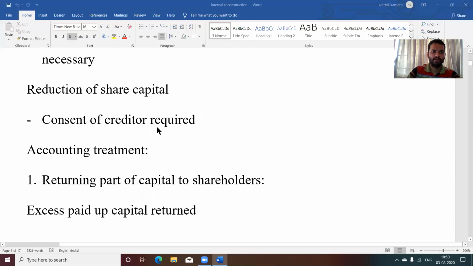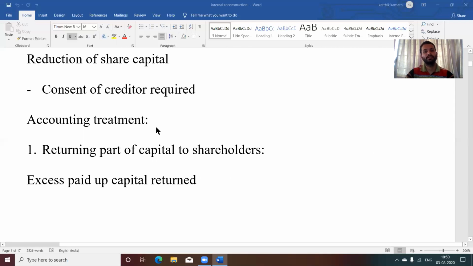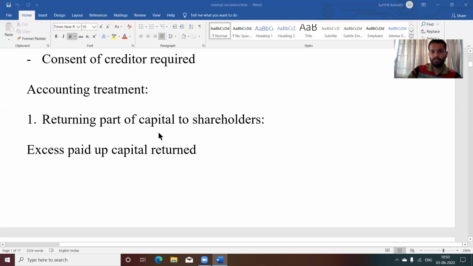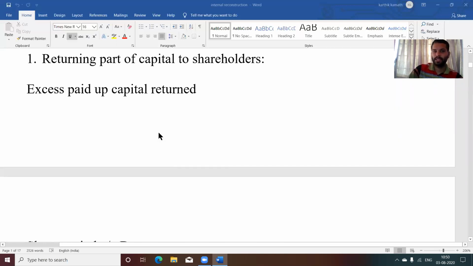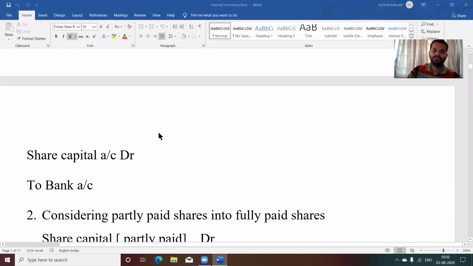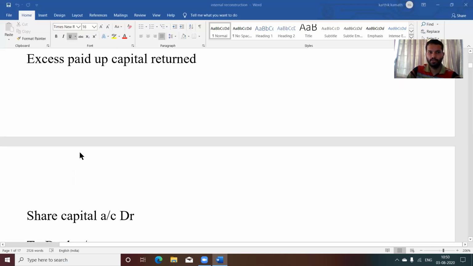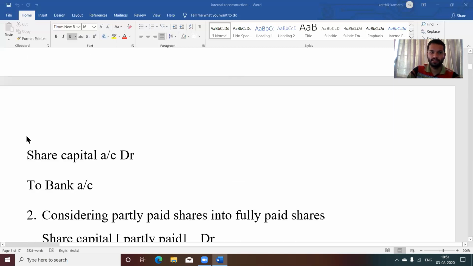Accounting treatment for reduction of share capital. The first one is returning part of the share capital to shareholders. Whenever you are returning part of the share capital to shareholders, first is excess paid up capital returned. A company has excess paid up capital and it has to be returned to the concerned shareholders. Then what is the journal entry? You need to know the journal entry first before solving any problem. The first journal entry is share capital account debit to bank account. That is for excess paid up capital returned.